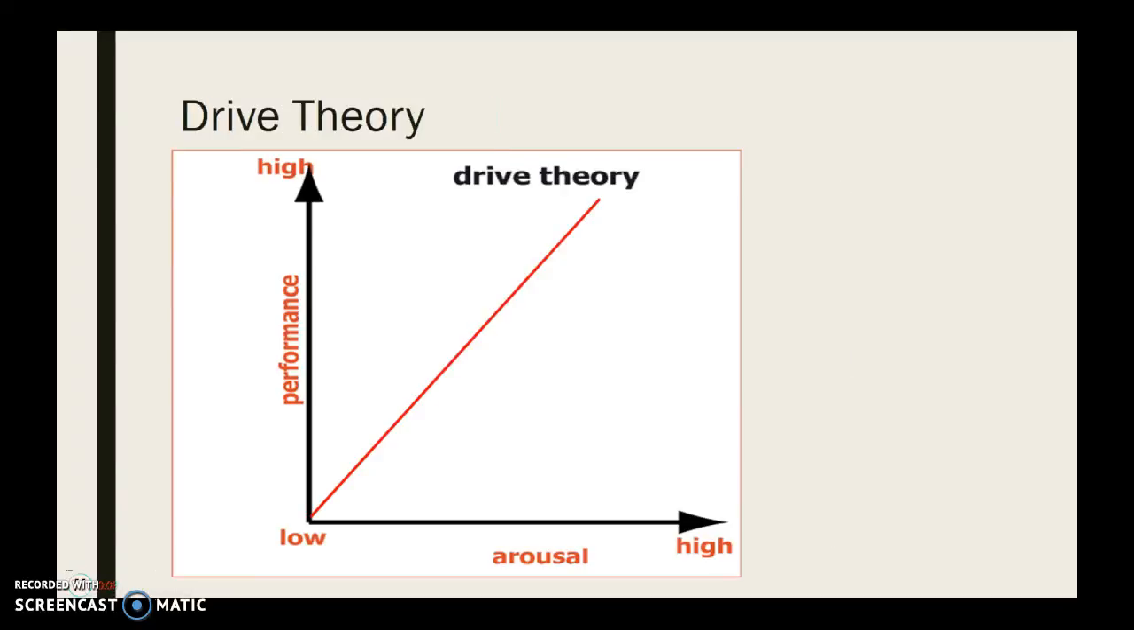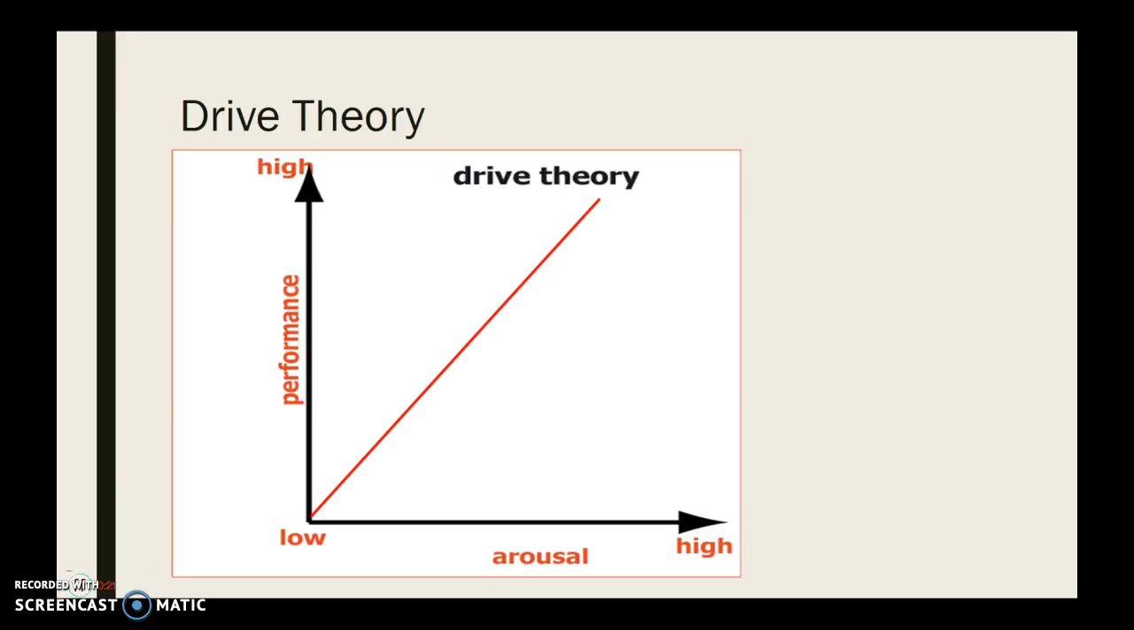Drive theory states that there is a linear relationship between arousal and performance. When arousal is increased, it leads to increased performance. This was brought forward by Hull in 1951. From the graph we can see the linear relationship. With arousal increasing, the performance also increases. This is one of the earliest theories around arousal.